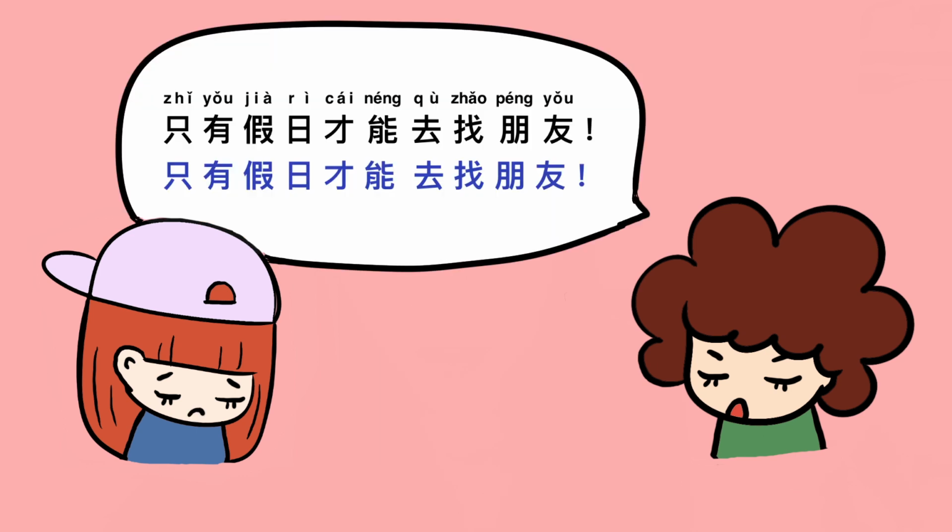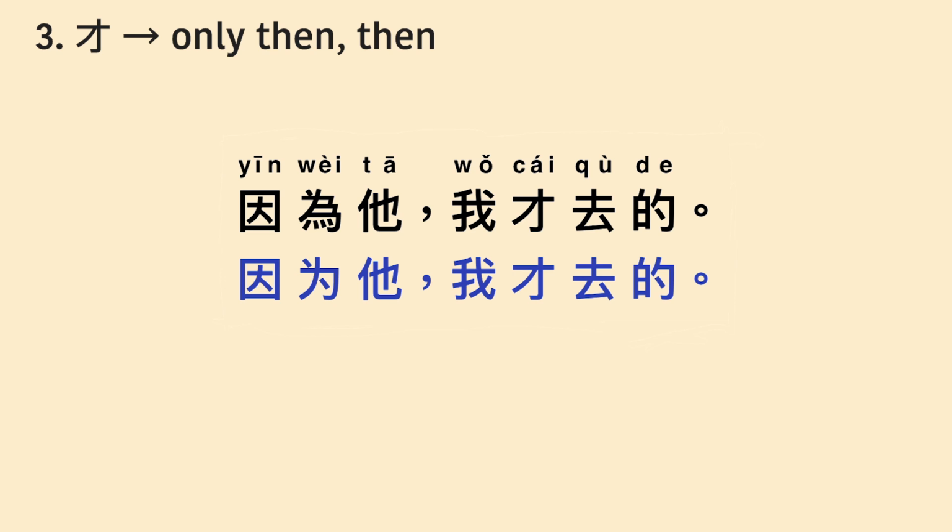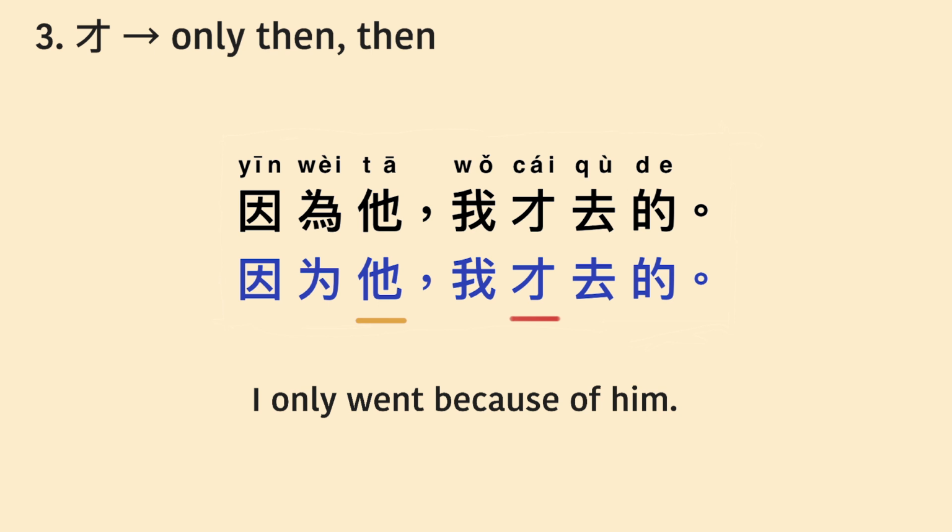The mother said 只有假日才能去找朋友 Here, 才 is used as a linking word to show that 假日 weekend is the only condition that 去找朋友 go meet your friend can happen. Some more examples. 因为他我才去的 I only went because of him. 他 he is the only reason. 才 here connects the reason and the next action 我去 I went.